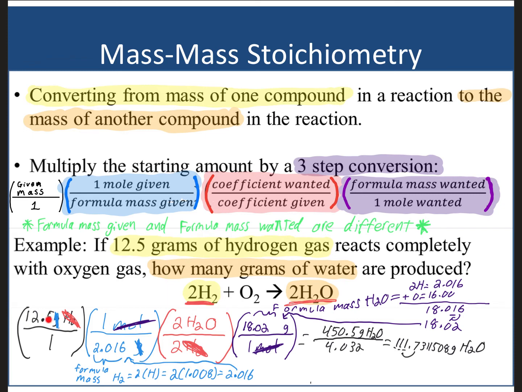Now I got to do my sig figs. 12.5 has 1, 2, 3 sig figs. The 7 tells me to round up. My final answer is 112 grams of water. That is how you do a mass-to-mass conversion. I'm going to keep going and talk about a couple more examples on the next slide.